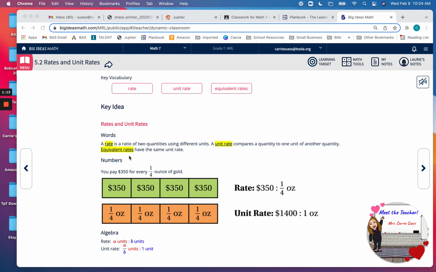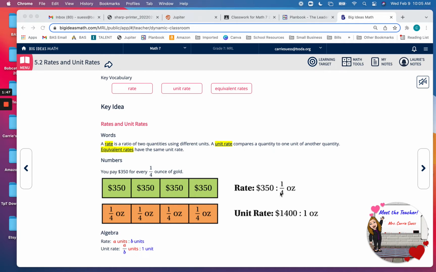Okay, and then equivalent rates means I can set the two rates equal to each other and solve for missing things. So, let's look at this right here. You pay $350 for every 1/4 ounce of gold. So this whole green bar is a whole 1. So each one part of 4 parts is $350. Okay? And the rate is 1/4 of an ounce per 350. So you see how the unit rate here, the rate is 350 per 1/4 ounce?